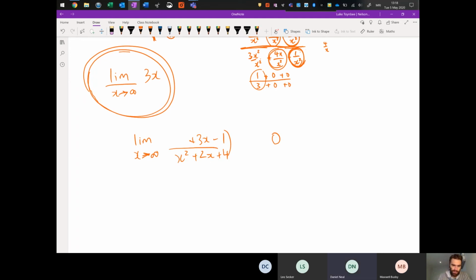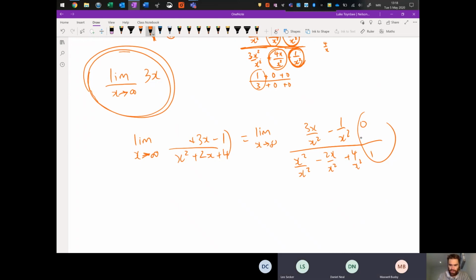Because if you do that mathematical simplification step, that I didn't actually do a lot of, it's going to become 3x over x squared minus 1 over x squared, all over x squared over x squared. And that top line is going to be 0 and the bottom line is going to be 1. So that's why it's going to be equal to 0.